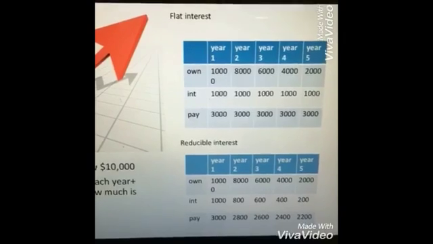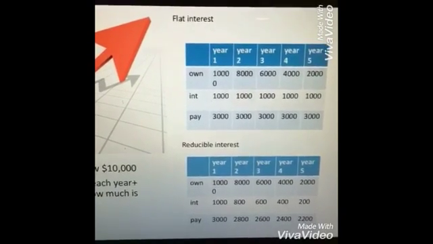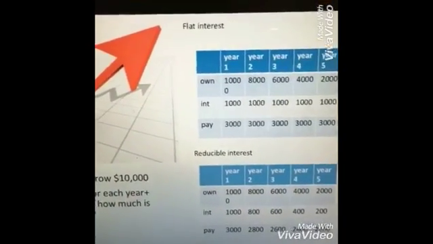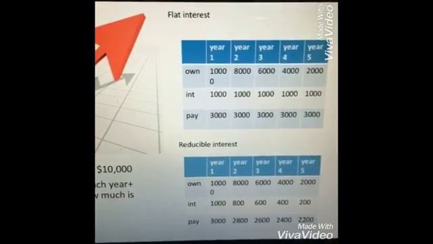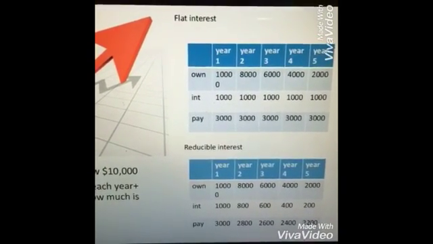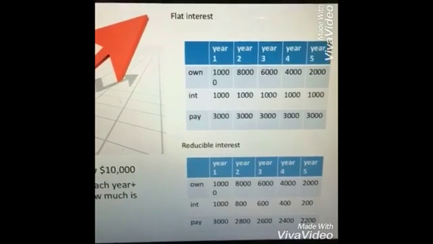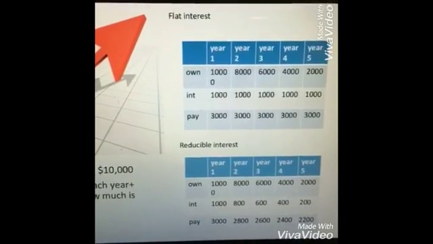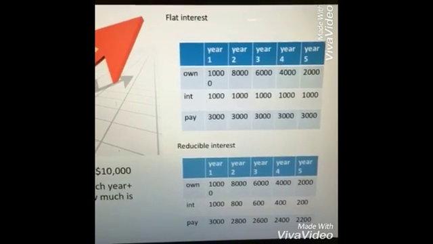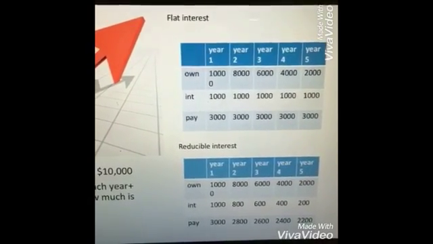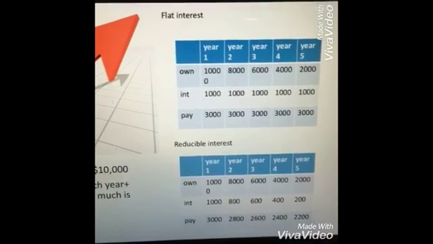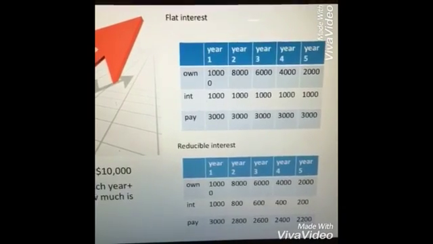Next year, the 10,000 minus 2,000, so you need to pay on 8,000. The 8,000 plus the interest is 800 for the interest. So the total payment for the next year is 2,800. And in the third year, the total you owe is 6,000. So you can see in the reducible interest, you pay less than the flat interest.